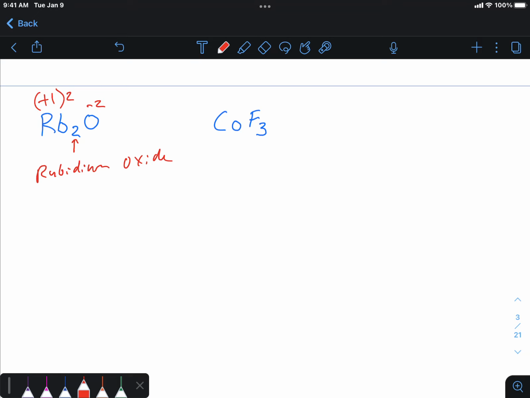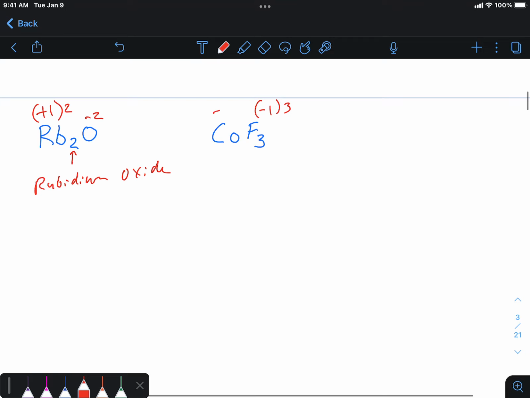Okay, for our second one, look up fluorine. Fluorine is a halogen, so eventually you will not have the need to look up halogens anymore because you should learn they're -1, all of them. So fluorine is -1, and there's 3 of them. So that means the cobalt must be +3, because that's the only way to make that neutral. So then you look up cobalt and you say, all right, how many charges does cobalt have?